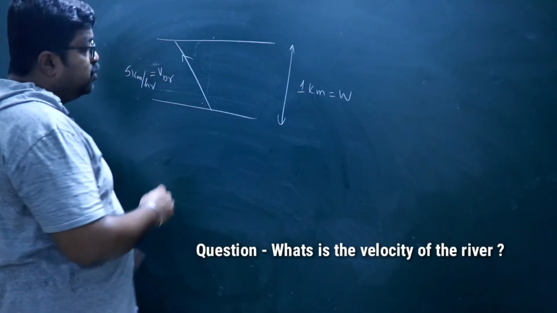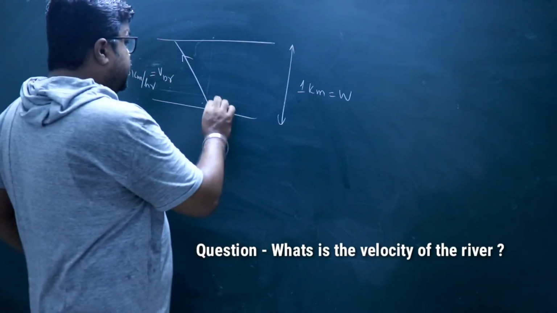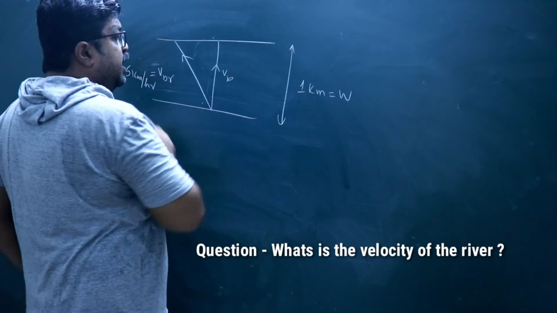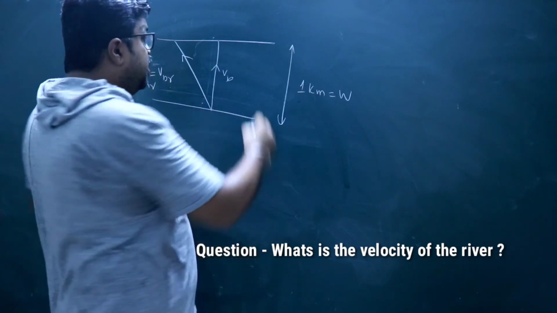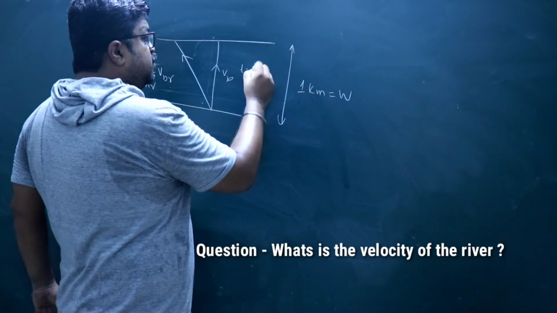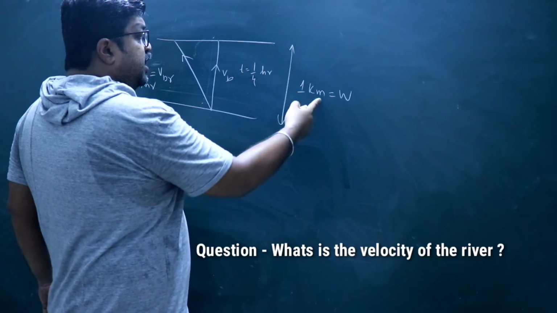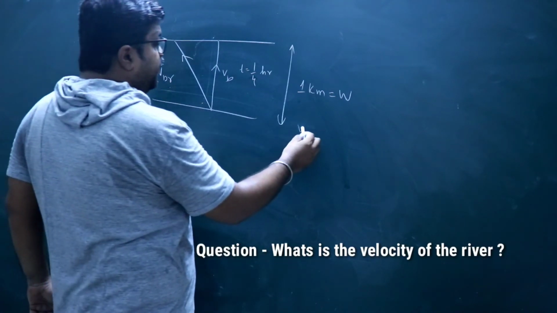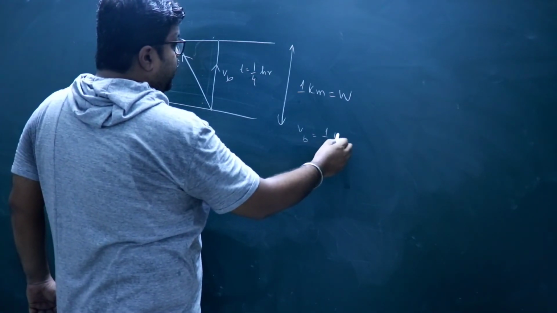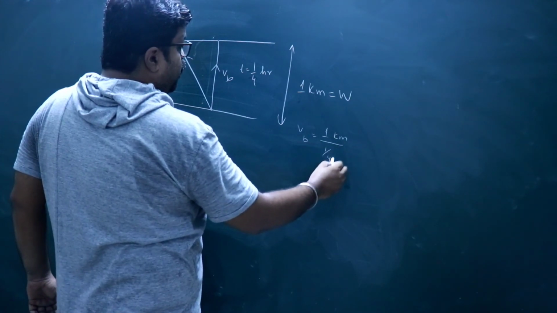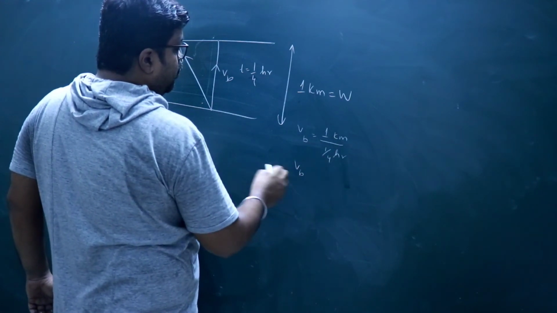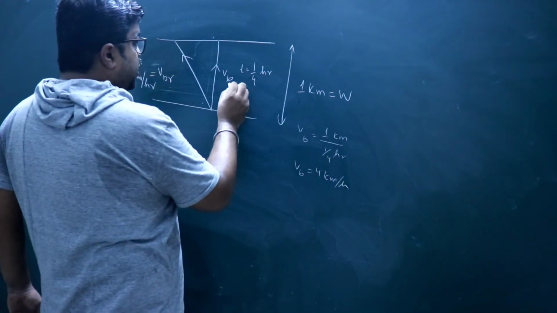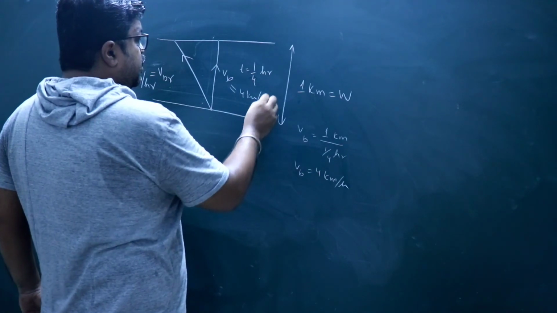Obviously, if it is crossing the river in shortest path, that means it is going in this direction, but the resultant velocity is in this direction, and it is crossing the river in 15 minutes. So time taken is 15 minutes, which means 1 by 4 hour. Remember, the width of the river is given 1 kilometer. So VB, velocity of boat with respect to ground, will be 1 kilometer divided by 1 by 4 hour, which is 4 kilometer per hour.